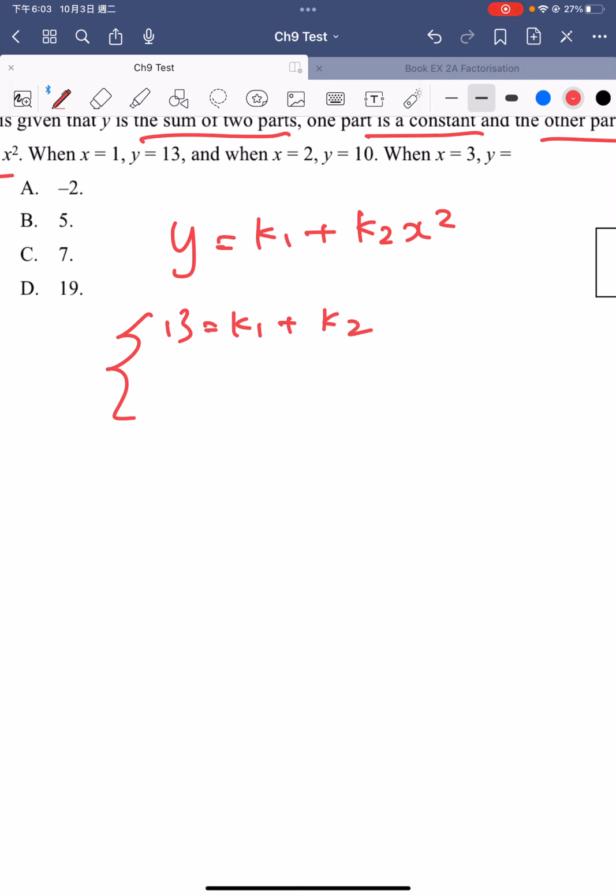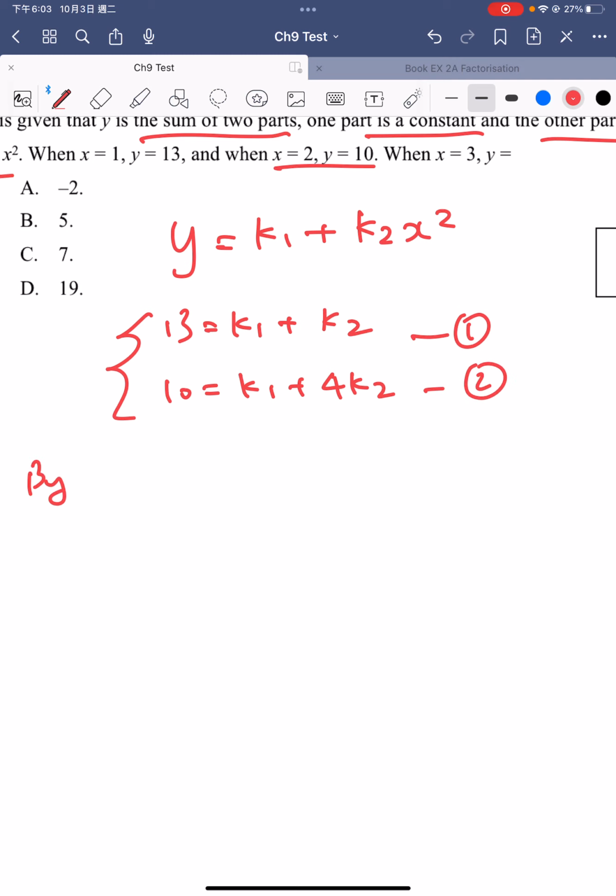And then the second condition, we have x is equal to 2, y is equal to 10. So we basically just substitute y to become 10, and x becomes 2. So now we have 10 is equal to k1 plus 2 squared, which gives you 4k2. So that's the first equation. This is the second one.